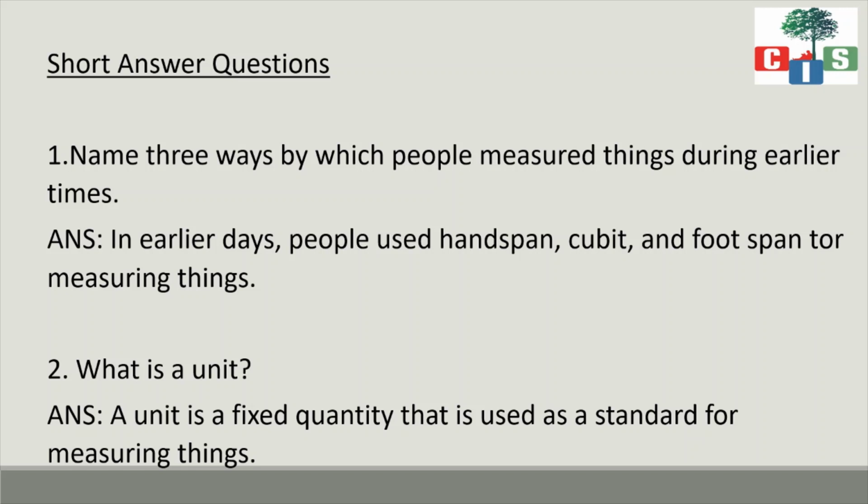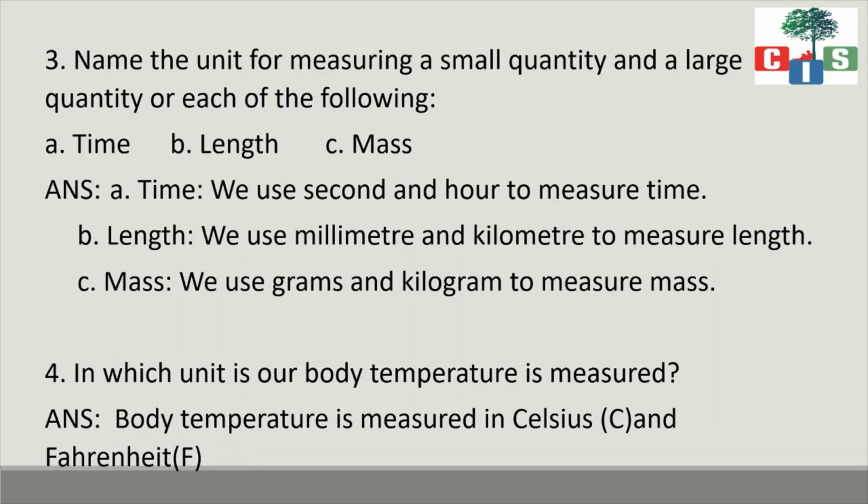First is, name 3 ways by which people measure things during early times. Yes, we know that they used their hand span, cubit and foot span for measuring things. Okay, then what is a unit? So unit is a fixed quantity for the standard measuring. Okay, then the third question is, name the unit of measuring a small quantity and a large quantity of each of the following. Okay, so we have to write down the biggest quantity and the smallest quantity.